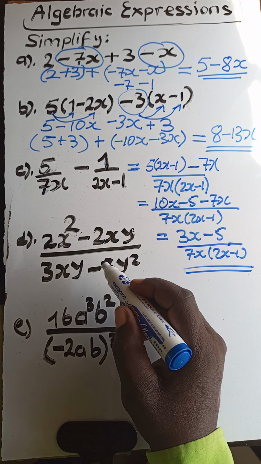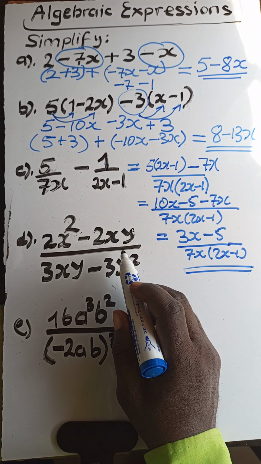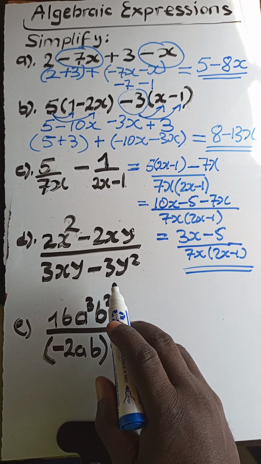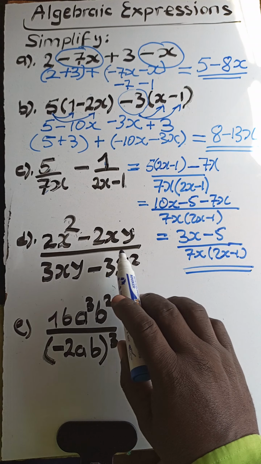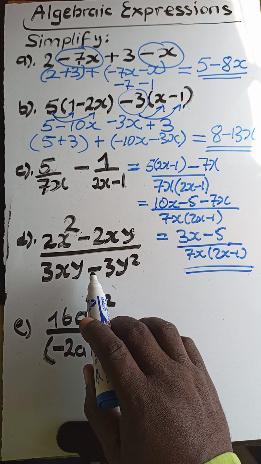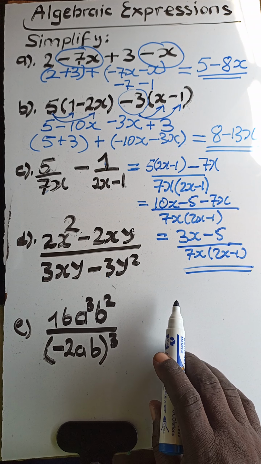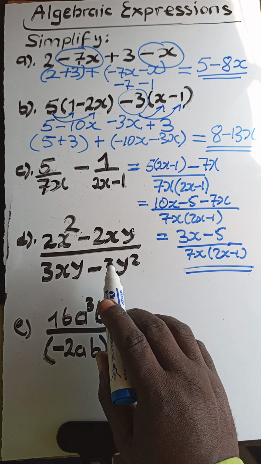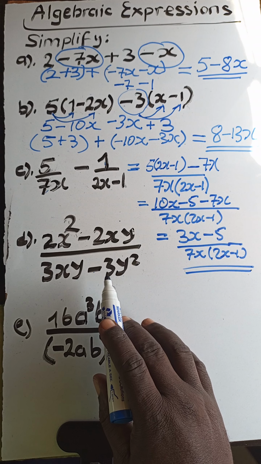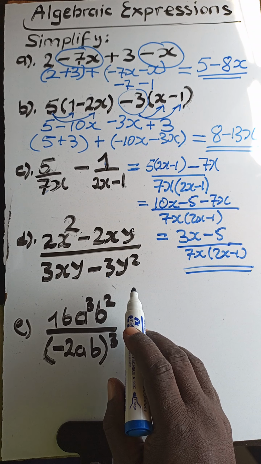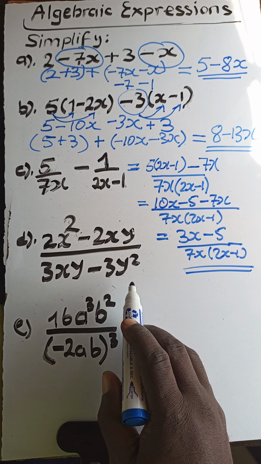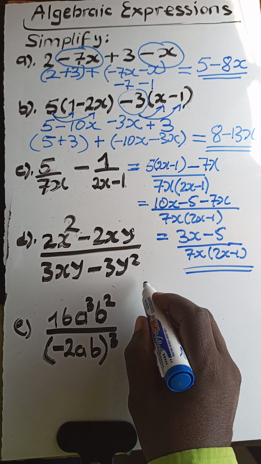Now look at the fourth question. Here we have 2x squared minus 2xy, all of that divided by 3xy minus 3y squared. To simplify this expression, we actually have to proceed by factorization. Factorization is a process where we bring out common terms. Now let's start with the numerator.